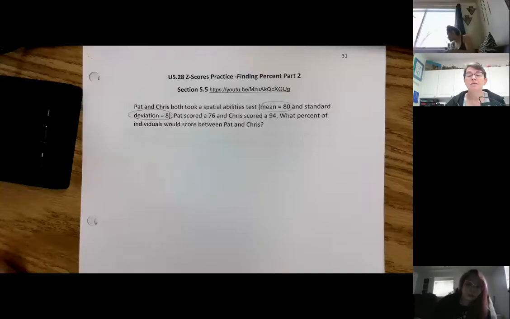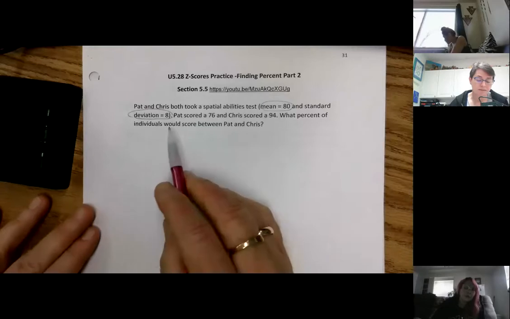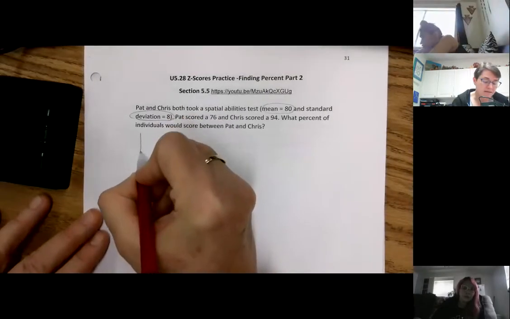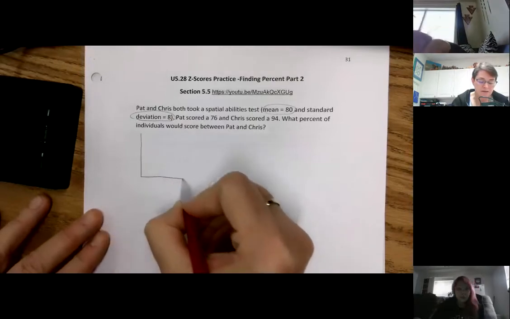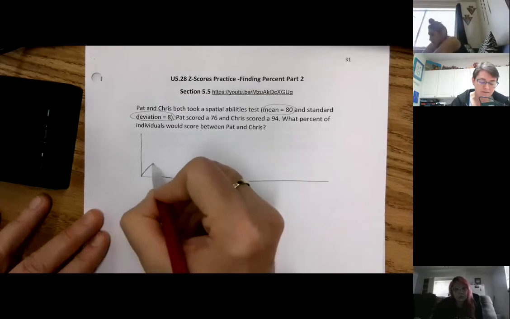Just for the video, we are on page 31, and we are looking at Z-scores as a review, and we're doing finding the percent per 2. So we have a mean and we have a standard deviation. Based on that, I know there's more to the question, but the first thing I want to do is draw my curve.